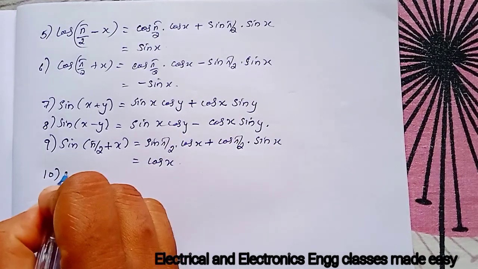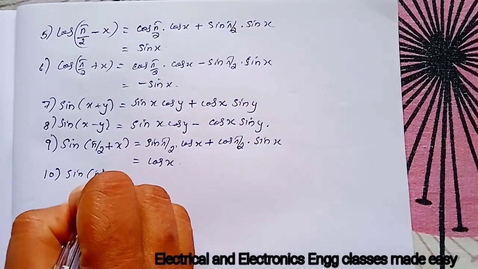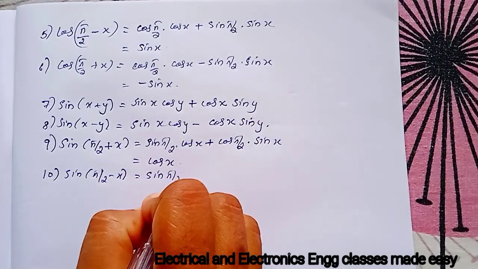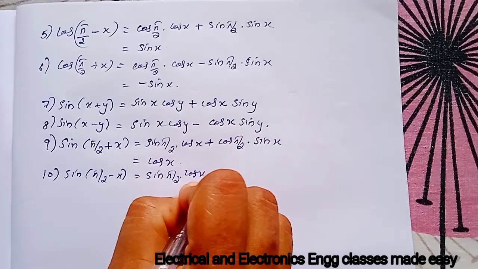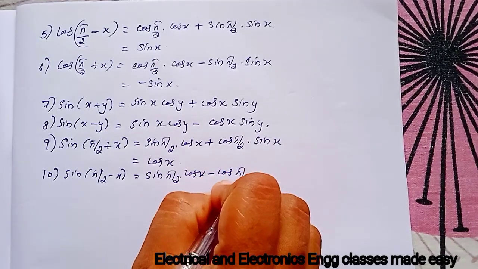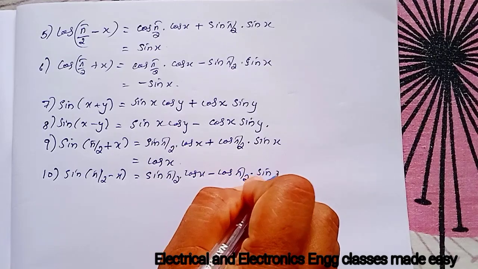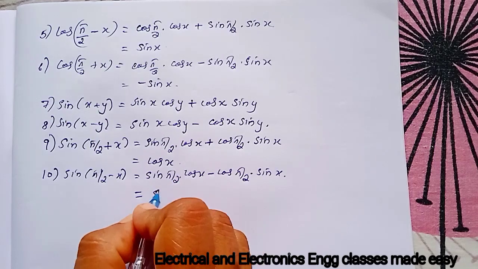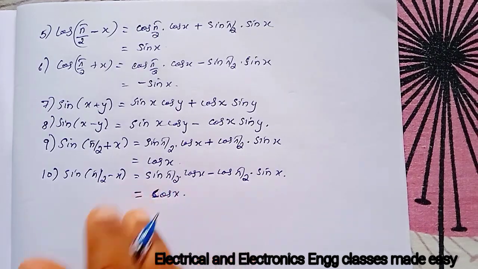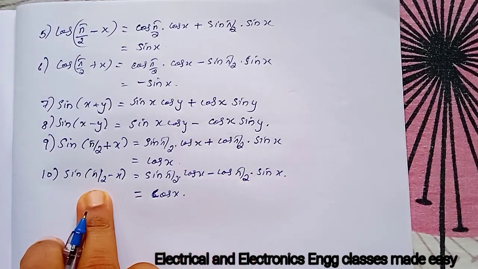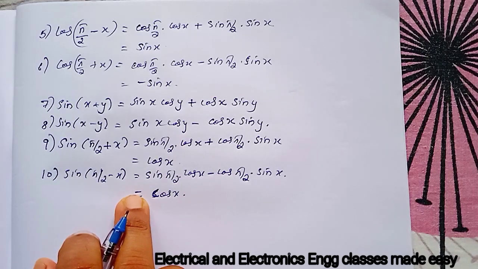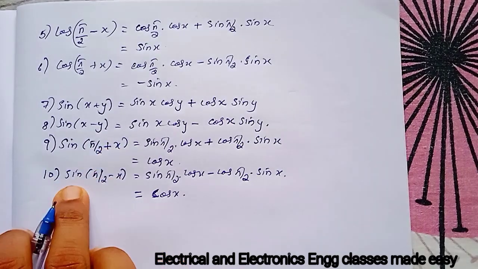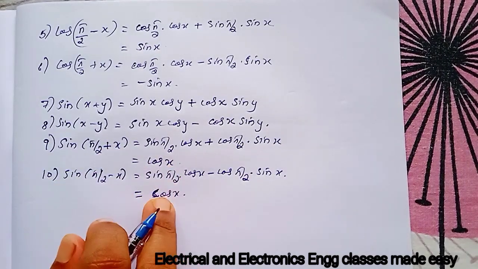Then sin pi by 2 minus x is equal to sin pi by 2 into cos x minus cos pi by 2 into sin x, and this is equal to 0, and that is equal to cos x. That is sin pi by 2 minus x is equal to cos x. So sin pi by 2 plus x and sin pi by 2 minus x are both equal to cos x.